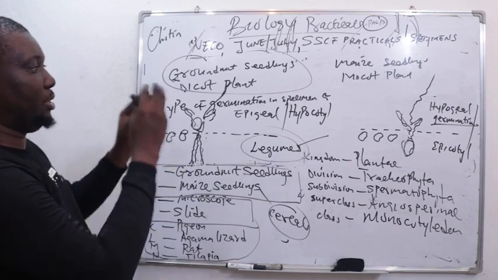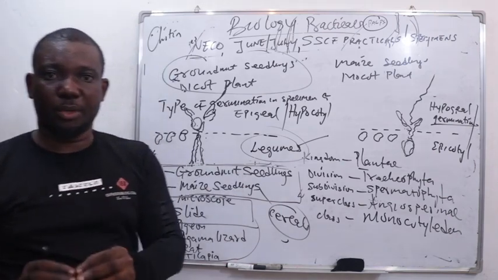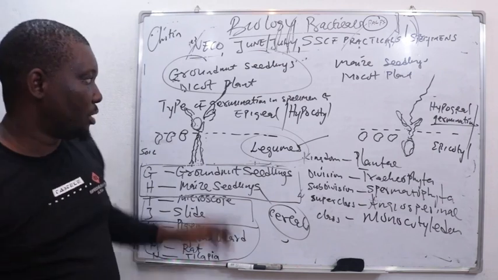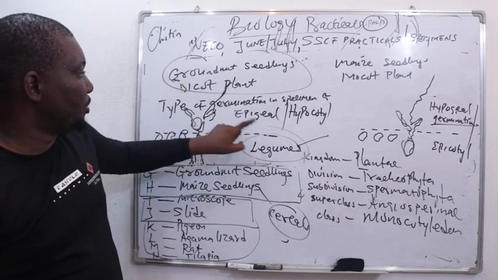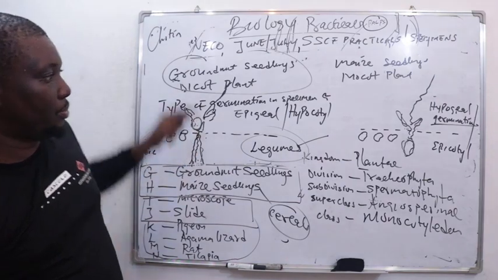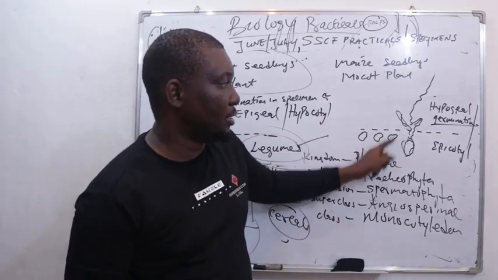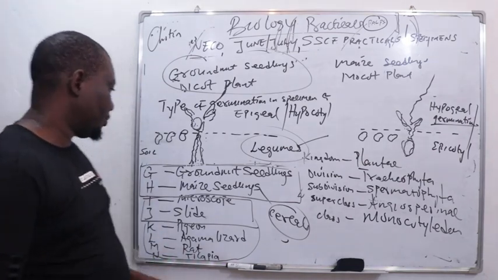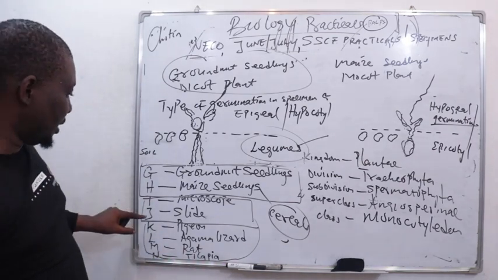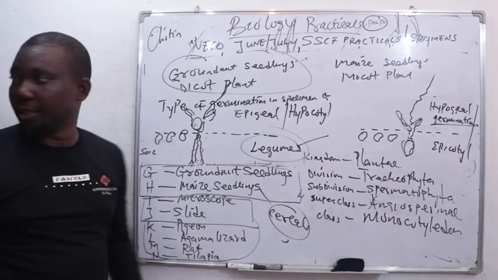Please take note of the germination, very important. For this, it is epigeal. Epigeal means that the seed is up. Hypogeal means that the seed appears to be down. Very important. The next we're going to be looking at is specimen I and G.